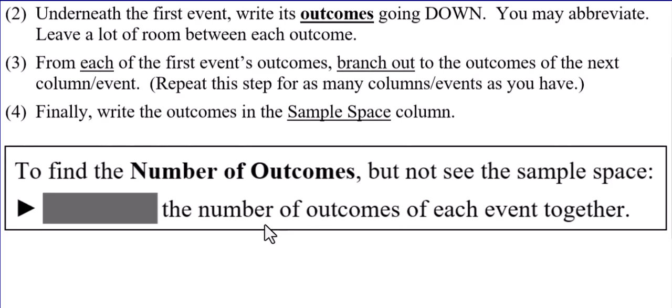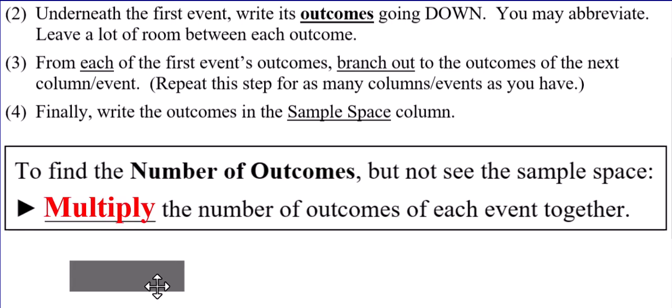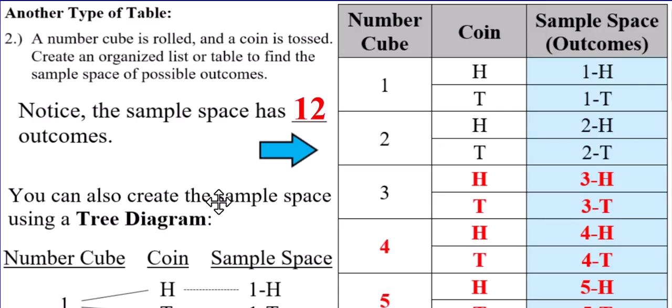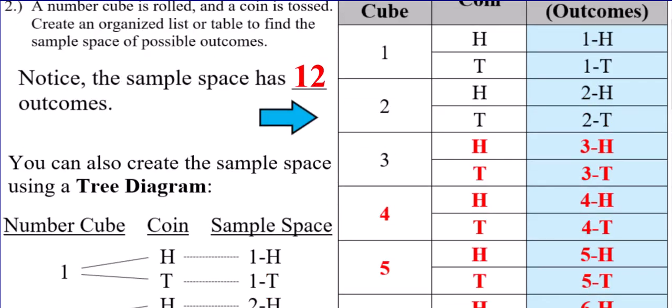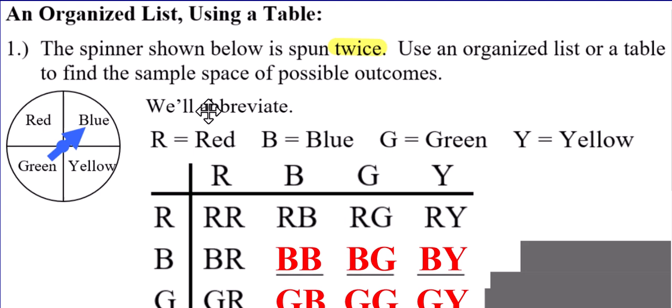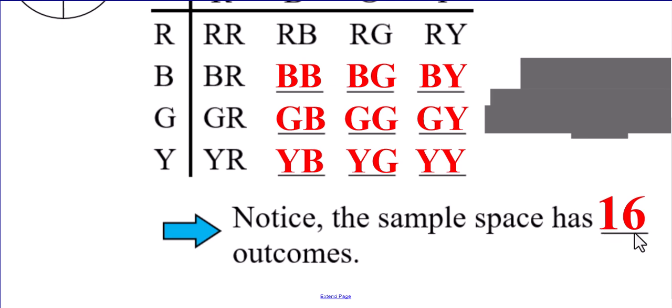Okay, now let's officially put in the blank here the shortcut for if you only need to find the number of outcomes, but you don't need to see every single outcome in the sample space. Then you can simply multiply the number of outcomes of each event together. So back on the last one, we could take 6 outcomes for the number cube, 2 outcomes for the coin, 6 times 2, boom, 12 outcomes. For spinning the spinner twice, there are 4 outcomes in the first spin, 4 outcomes in the second spin, 4 times 4, boom, gives us 16.